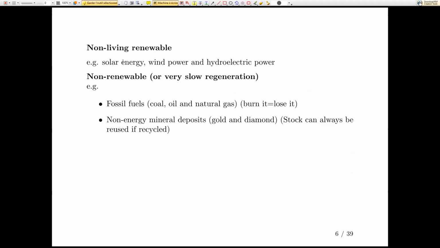And non-living renewable, then you have solar energy. That's the neat thing about it: you don't lose it. Wind power, you don't lose it. Hydropower, you don't really lose it. So that's what's neat about non-living renewable, you can go on forever with it. Non-renewable or very slow regeneration, like oil, fossil fuel: if you burn it, you lose it. Non-energy mineral deposits, you can still recycle, but recycling may be difficult.